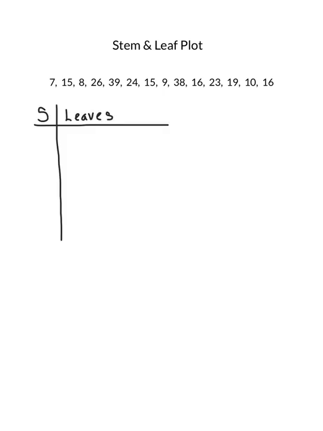I drew a T, the S stands for stems, and then I wrote the word leaves. I'm going to start with the smallest numbers that I see, which are 7, 8, and 9. So 7, 8, and 9 are all single-digit numbers. If I were to make them two-digit numbers, I'd have to put a 0 in front of them. So in my stem column, I'm going to put a 0, and then 7, 8, 9. And I highlighted those numbers so I know I used them up.